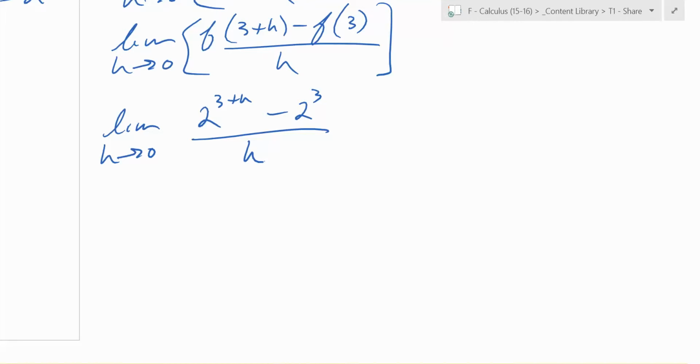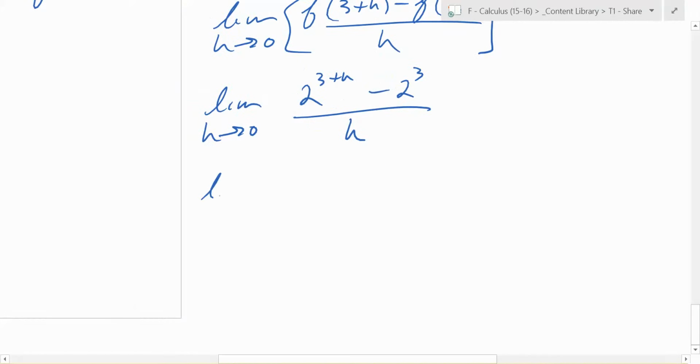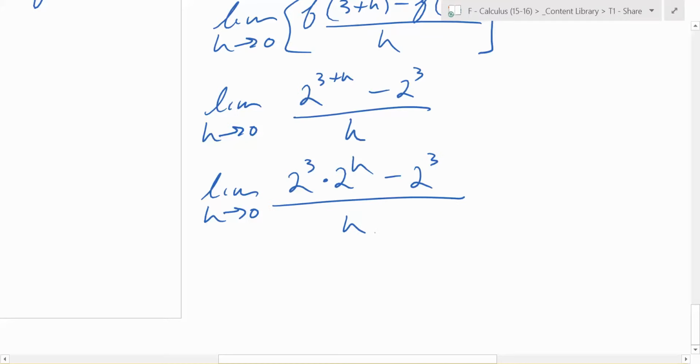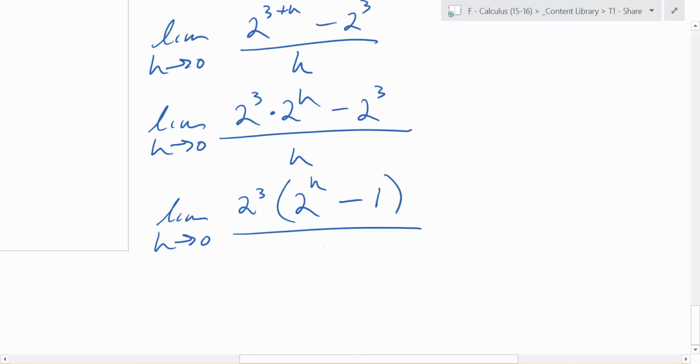You need to remember your exponent rules. What's 2 to the a times 2 to the b? Do you remember what that is? 2 to the a plus b, and it goes in reverse too, right? So go back here. What does the numerator become? 2 to the 3 times 2 to the h minus 2 to the 3, all over h. What can I factor out of both things on top? So you have the limit as h goes to 0 of 2 to the third times, 2 to the h minus 1, all over h.